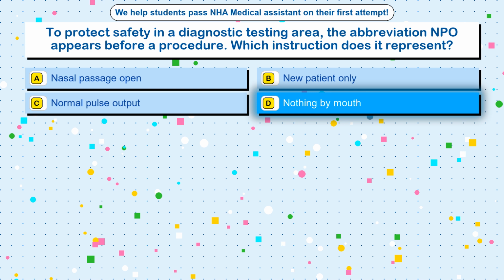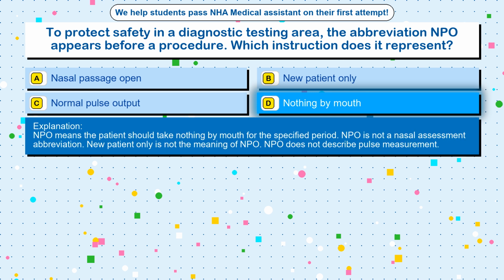Nothing by mouth. NPO means the patient should take nothing by mouth for the specified period. NPO is not a nasal assessment abbreviation. New patient only is not the meaning of NPO. NPO does not describe pulse measurement.